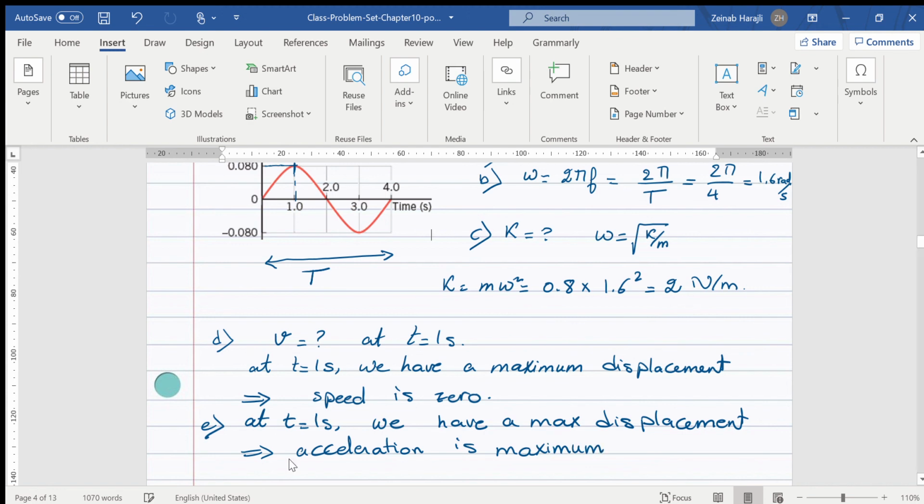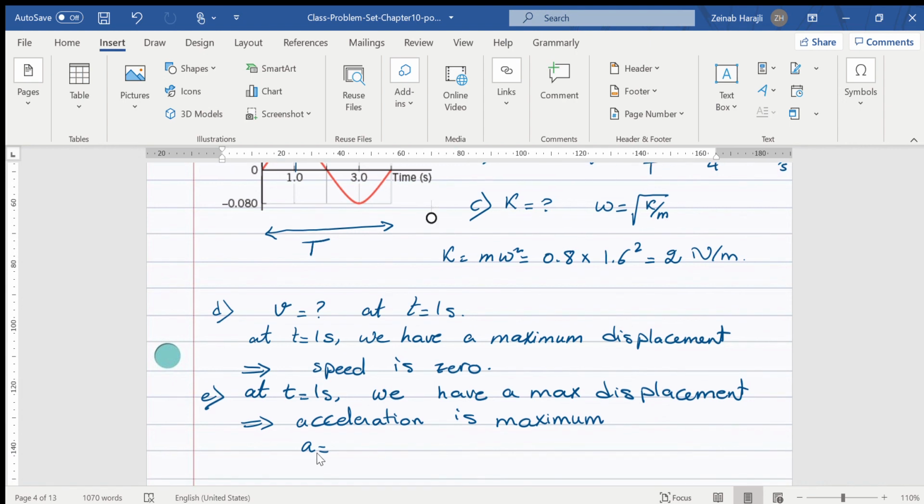And we know that the maximum acceleration has a formula. A maximum is equal to the amplitude of the displacement times omega squared. We just found the maximum displacement in part A, 0.08, and we found omega, which is 1.6. This is squared, and we will get 0.2 meters per second squared.